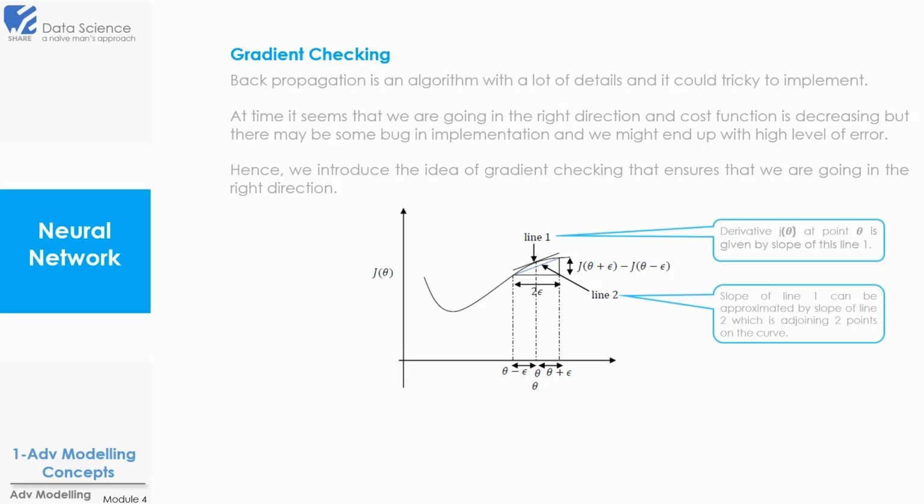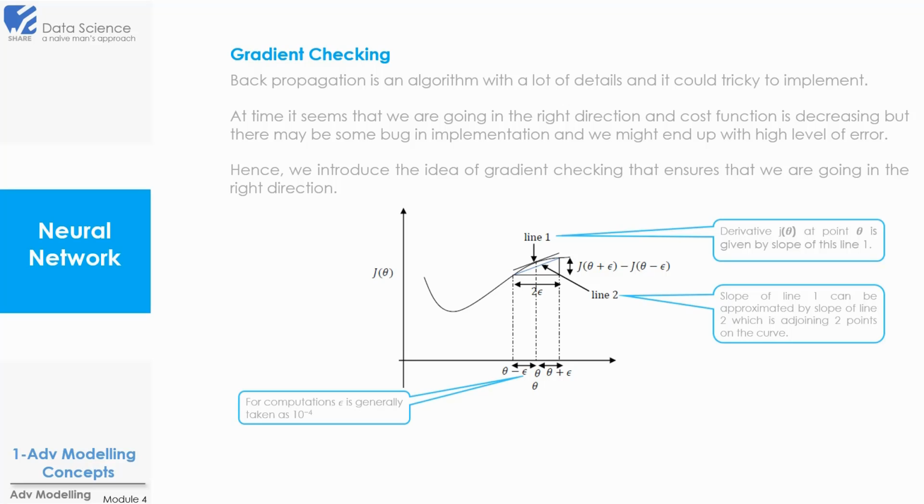Now the slope of line 1 can be approximated by the slope of line 2, which is adjoining 2 points on the curve as shown here. So why are we doing this? Because it is easy to find the slope of line 2 compared to the slope of line 1, and the slope of line 2 can be considered an approximation of the slope of line 1. So it is better to find the slope of line 2 because it is easier.